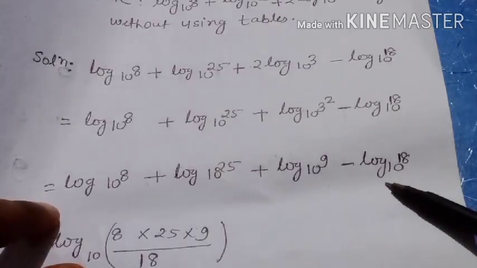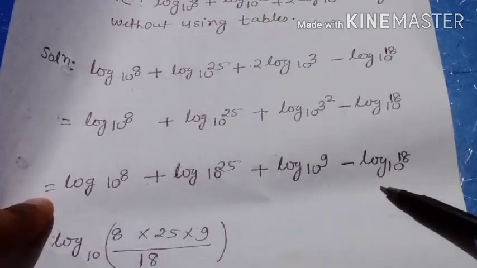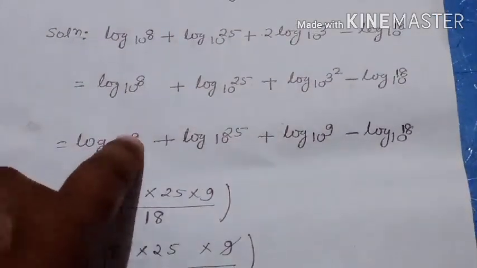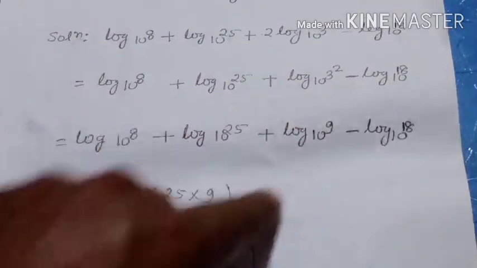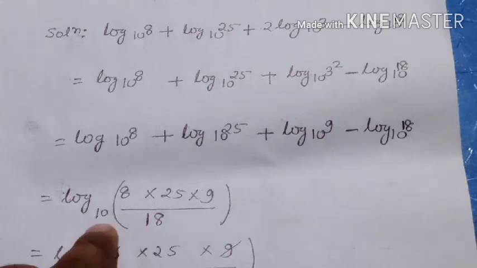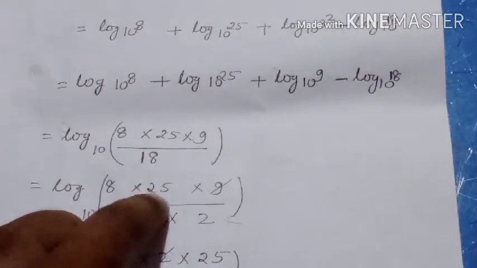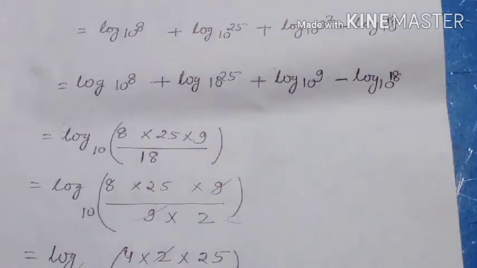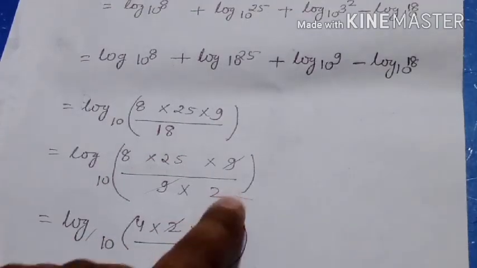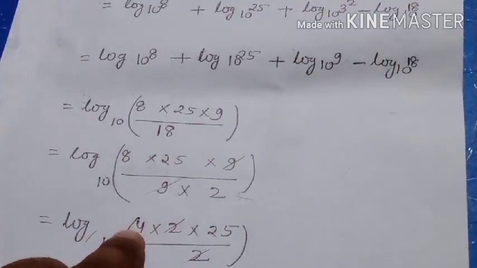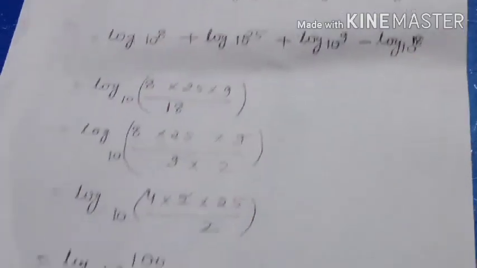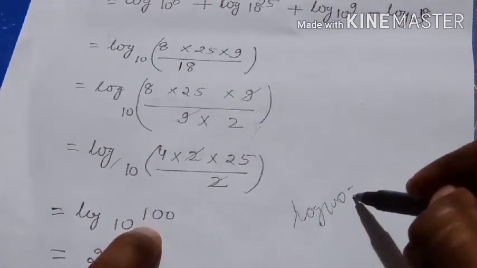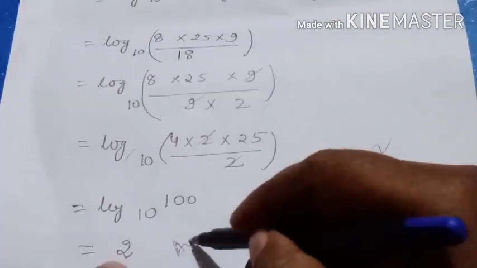Already we know the laws of logarithm. Whenever there is addition, we are doing multiplication, and whenever there is subtraction, we are doing division. So what will happen? It will be log of 8, plus is there, so into 25, plus is there, so into 9, minus is there, so by 18, to the base 10. So 8 into 25 into 9 is there. This 18 we will represent as 9 into 2. So that 9 will be cancelled by 9. So what is left? 8 into 25 by 2. This 2 is going to cancel the 8 by how many times? 4 times. So 25 into 4 will be how much? Log 100 to the base 10. And you know that log 100 is how much? Log 100 is equal to 2. So your answer is how much? 2. This will be your answer.